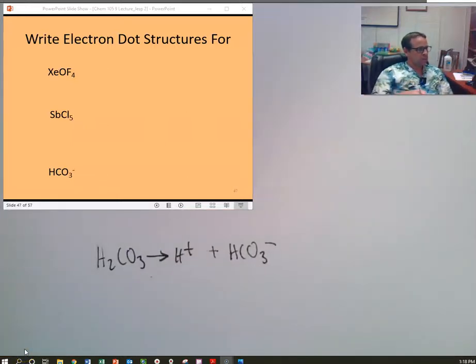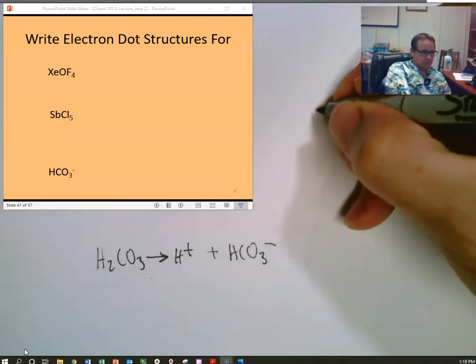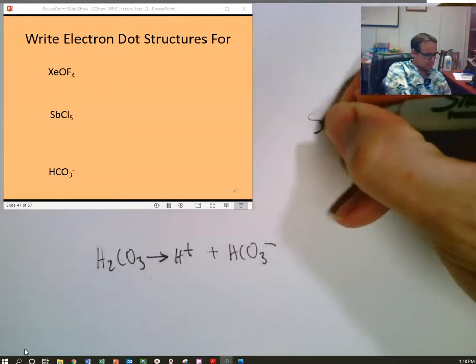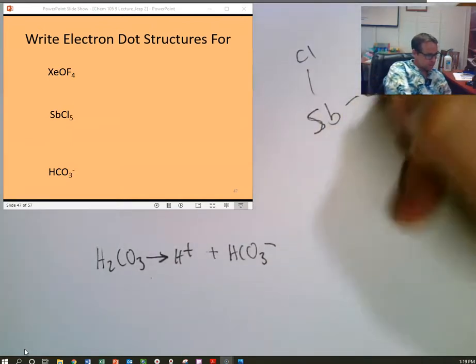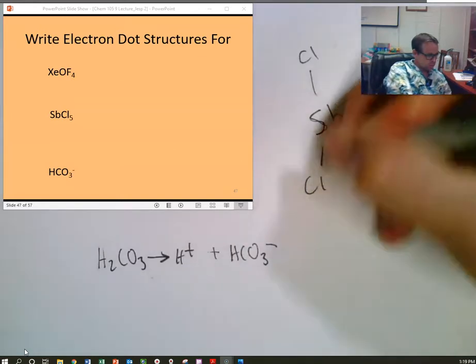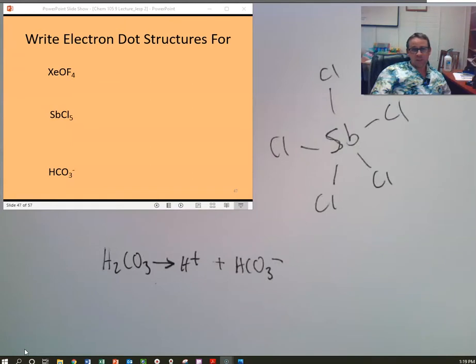Okay, so hopefully you had some success drawing the electron configuration for some of these. The SbCl5 one is pretty straightforward. Sb, 5 chlorines, 1, 2, 3, 4, 5. We add up the number of electrons.